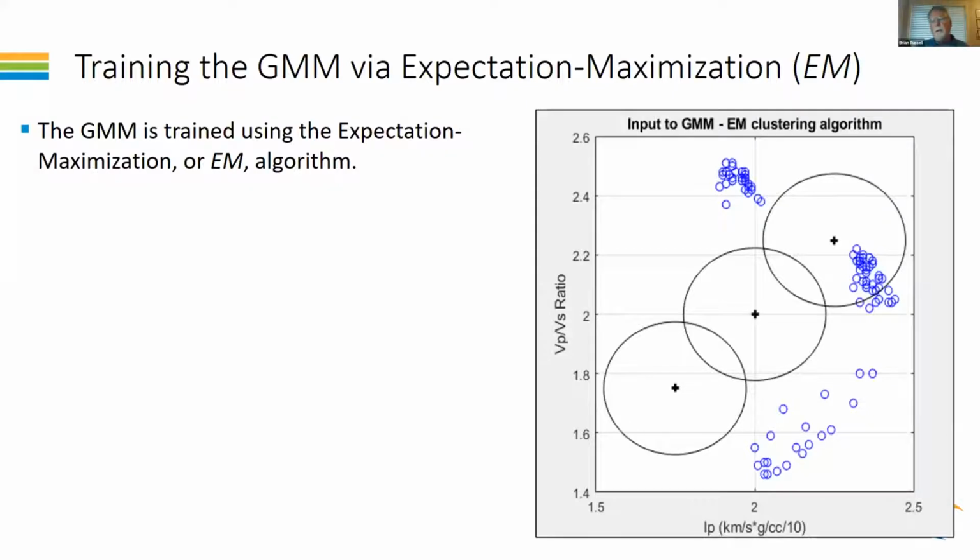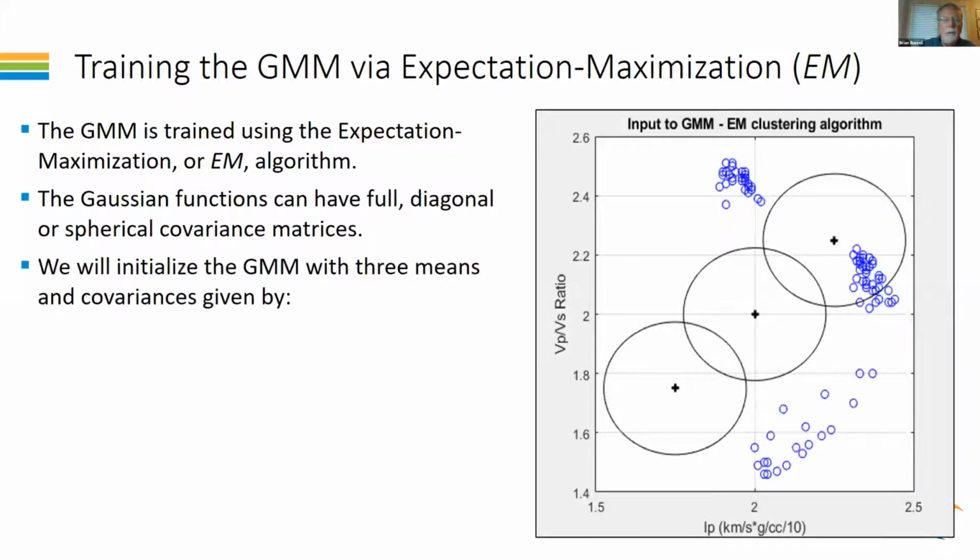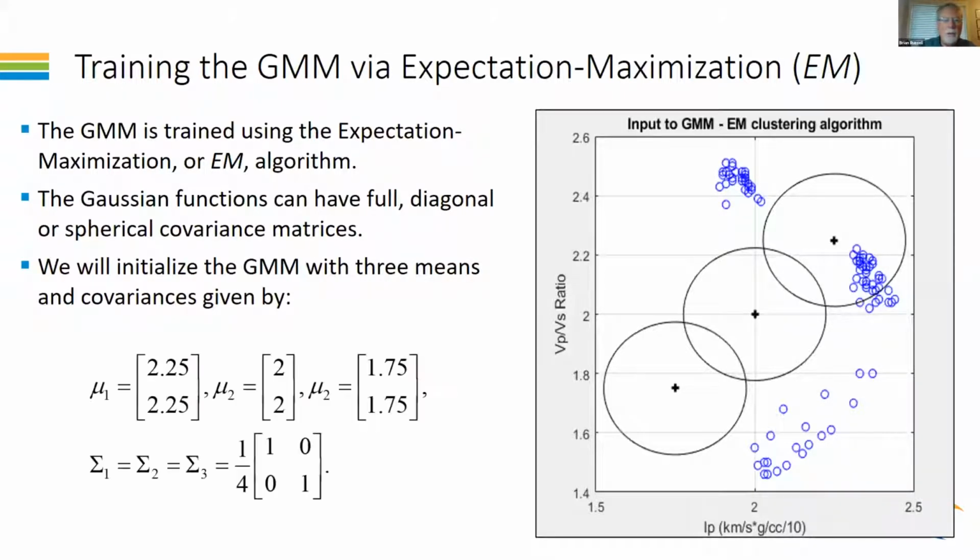But unlike k-means, the data is never physically reordered during the process. So let me show you how I started. I basically started with a very simple set of means and covariances. As you can see, the means are 2.25, 2, and 1.75 for each variable, and each of the covariance functions was simply the identity matrix multiplied by a quarter. So that's definitely not the right answer. That's where EM started.